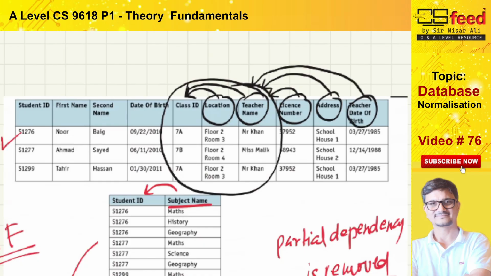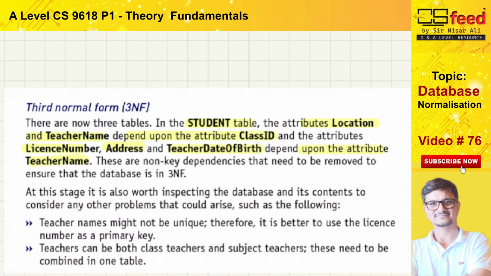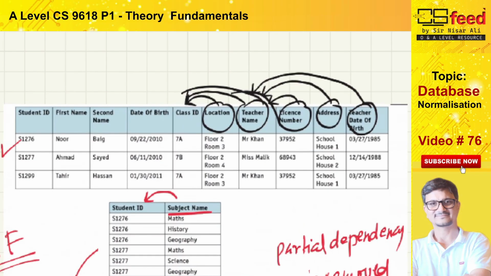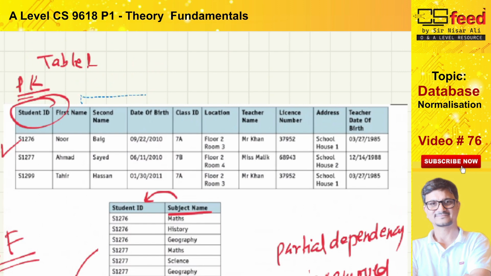So it means, you see, these are now called non-key dependencies. All right. These are non-key dependencies that need to be removed. Means, now in this table, the only key is the student ID. So this is the primary key. All other attributes in this table are non-keys. Basically, they are all non-keys. None of them is a key in this table 1. So this is the table 1. All right. So in this table, all the others are non-keys.